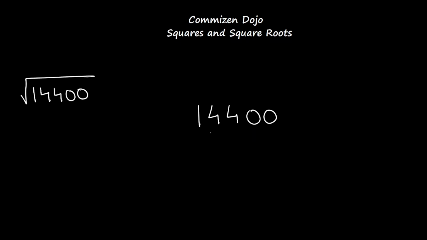Right here, let's say I want to find the square root of 14400 using the long division method. First of all, I'm going to write 14400 right over here. Then I'm going to draw the division sign like this.